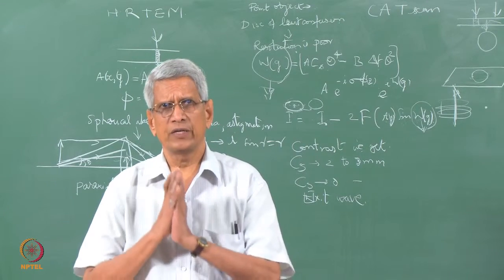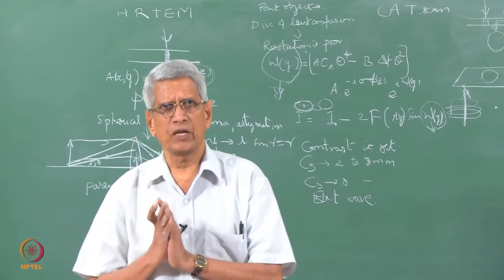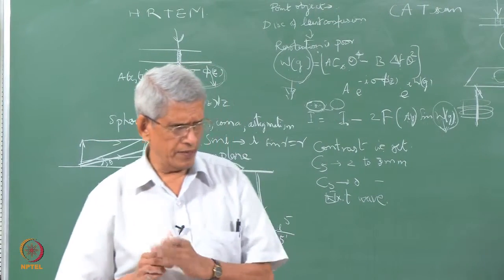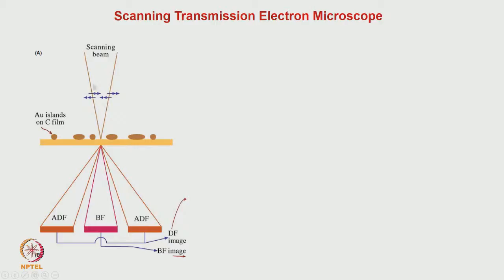Another way in which we can obtain images of the sample is to make the beam into a very fine beam. This is possible because of the advent of the FEG, the field emission gun, which gives very good brightness, and since the aberrations could be corrected, we can focus the beam into a very fine point of around 0.2 to 0.1 nanometer. This beam can be made to scan on the surface of the sample.